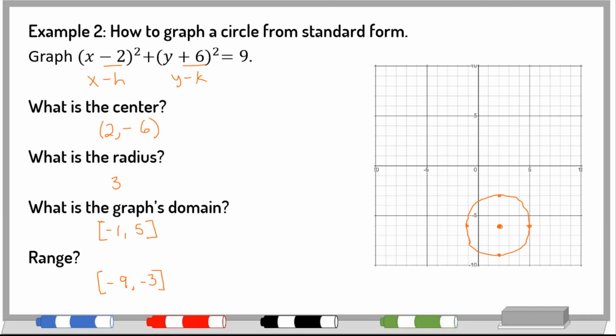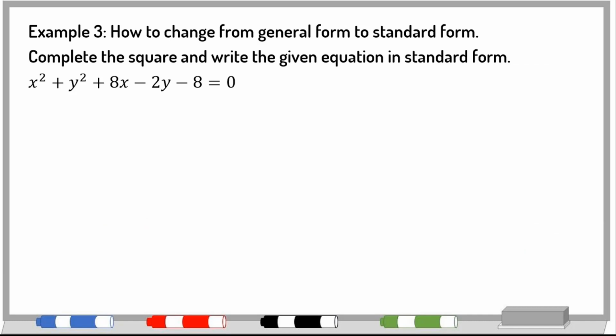So that would be our range. Now let's get to the good stuff. How to change from general form to standard form.